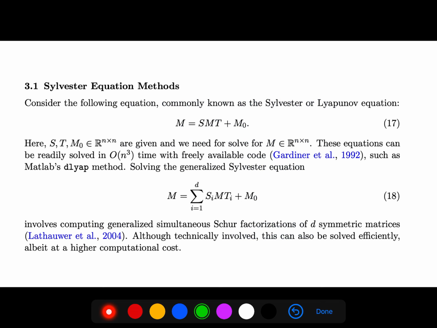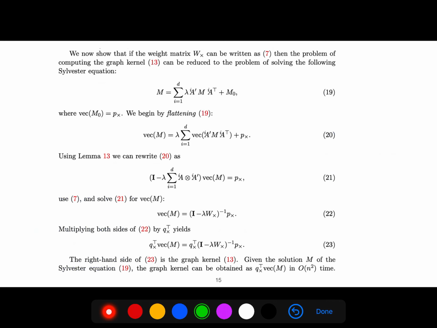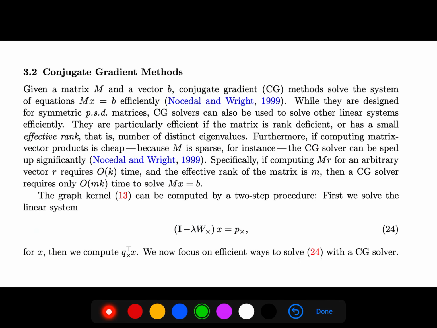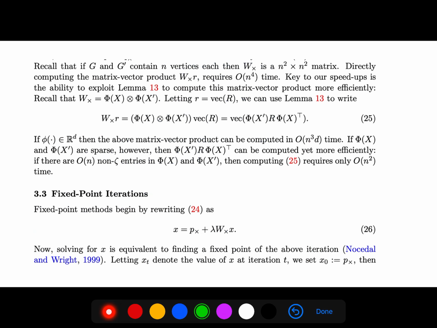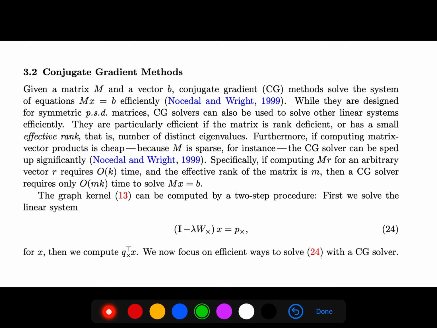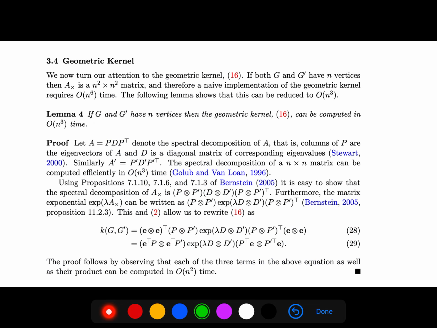And also we can see this relationship to the Lyapunov equation or Sylvester equation. So there are many techniques to calculate the kernels. Then they talk about the geometric kernel. The computational complexity is cubic, which is high. So we want to find methods to calculate the kernel so that it could be at least linear.